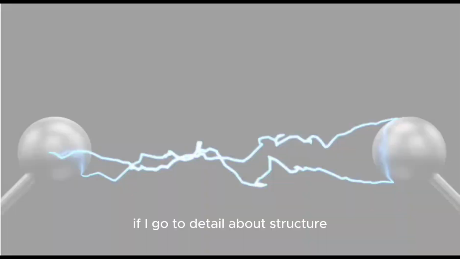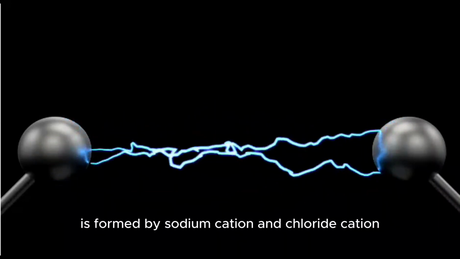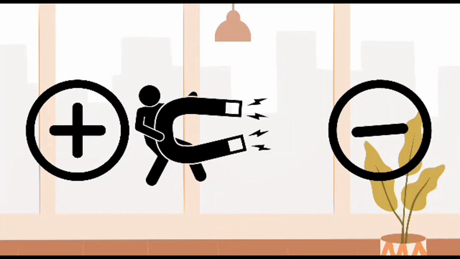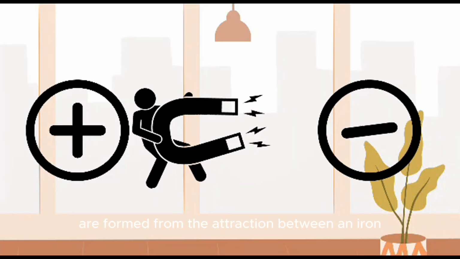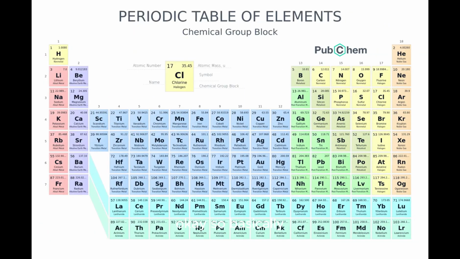Before I go into detail about the structure, you may need to know that salt is an ionic compound that is formed by sodium cation and chloride anion. Ionic compounds are formed from the attraction between an anion and a cation with different charges through electrostatic force. Okay, so basically, the larger ion will form the frame of the structure.